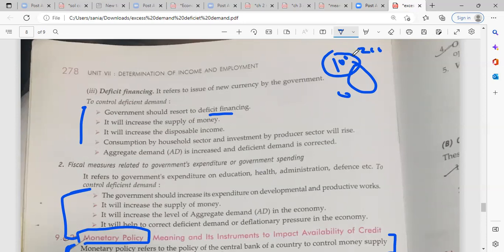Because right now I'm not demanding, right? For example, my budget was 100 rupees, right? But if you will not give me money, then I will not demand. But now it's deficit demand already, so you want to increase the demand. So you gave me the 100 rupees, you resorted to deficit financing. And because of this, money supply increases and disposable income also increases, consumption by the household sector and the investment by producers will increase, and aggregate demand increases. Deficit demand is corrected.